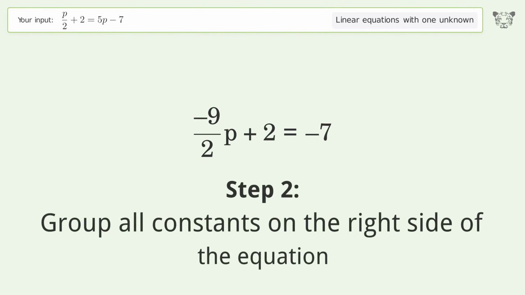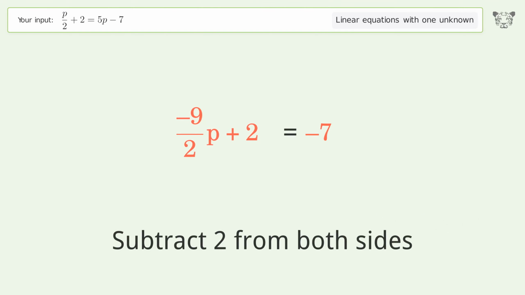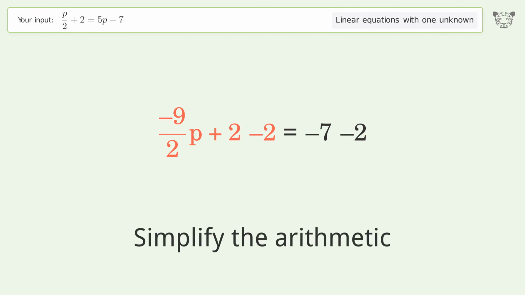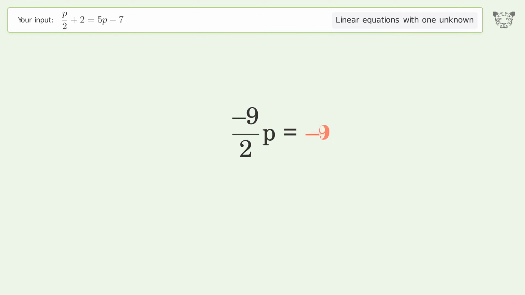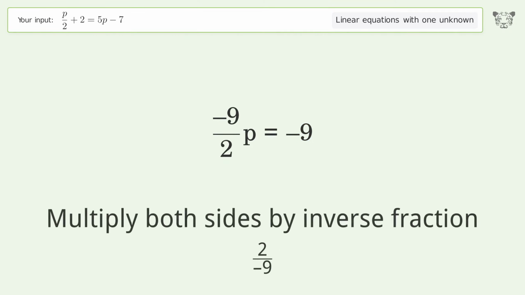Group all constants on the right side of the equation. Subtract 2 from both sides. Simplify the arithmetic. Isolate the p. Multiply both sides by inverse fraction 2 over -9.